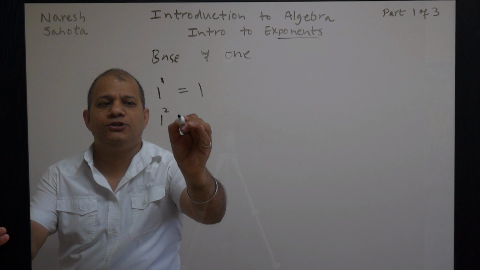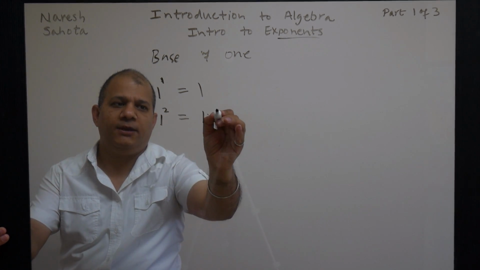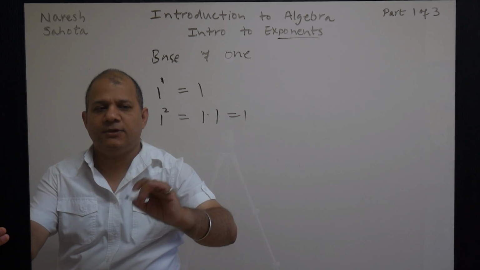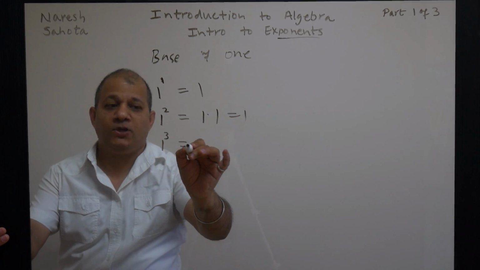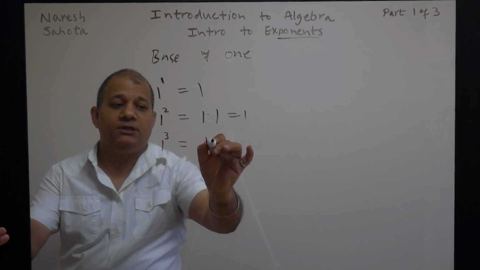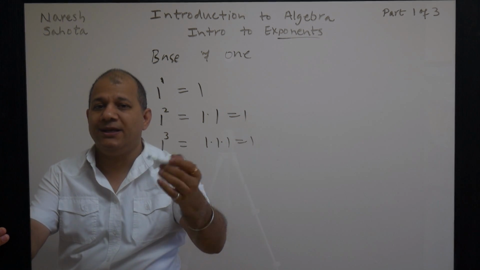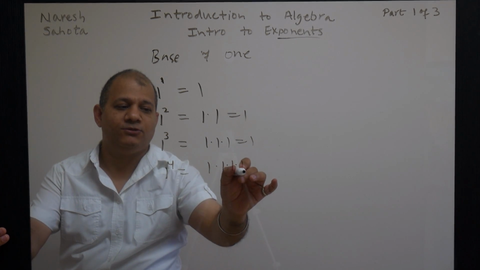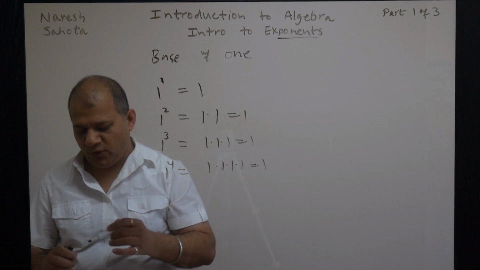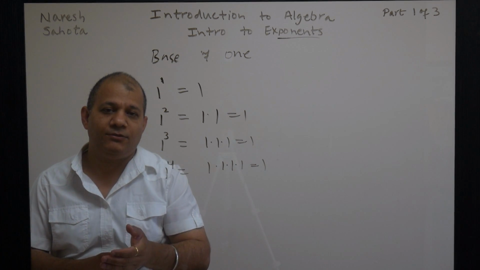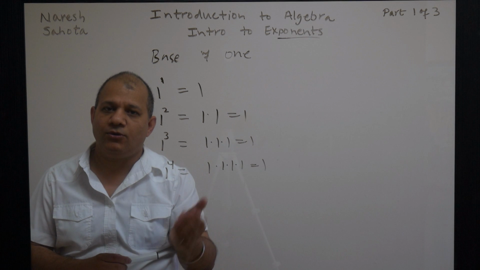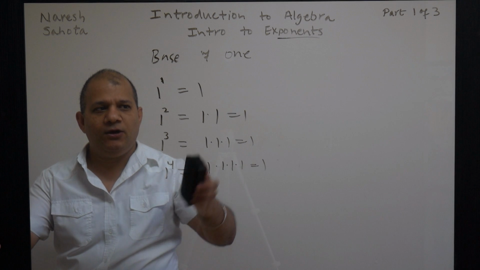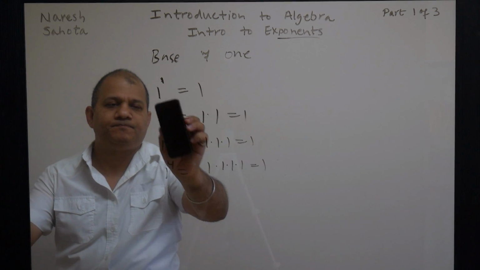Okay, so what about 1 to the 2? Here it means you multiply 1 twice. The exponent is 2. So 1 times 1 is 1, right? Okay, what about 1 to the 3? 1 to the 3, so it's going to be 1 times 1 times 1. It's going to be 1. And again, you get the pattern, 1 to the 4, 1 times 1 times 1 times 1, so it's going to be 1. So 1 multiplied by itself, no matter how many number of times, you're always going to get 1. Alright? Okay, so now we're going to take a second look at this.